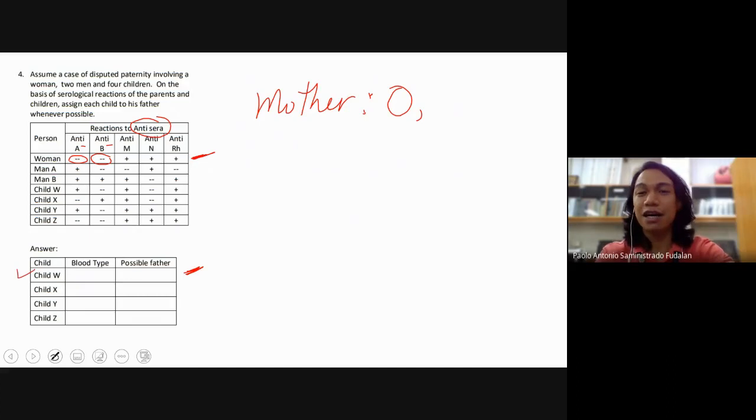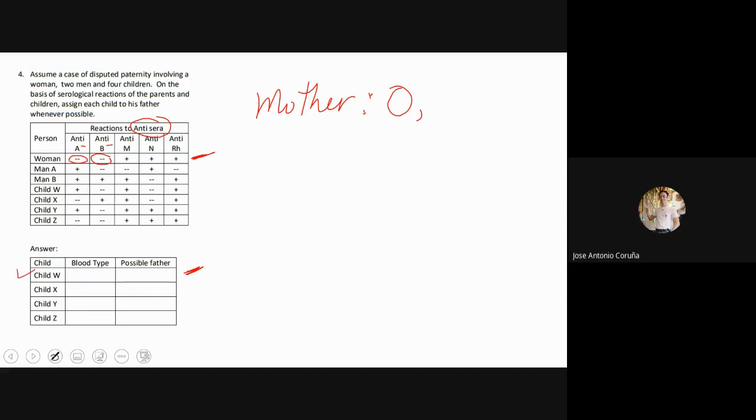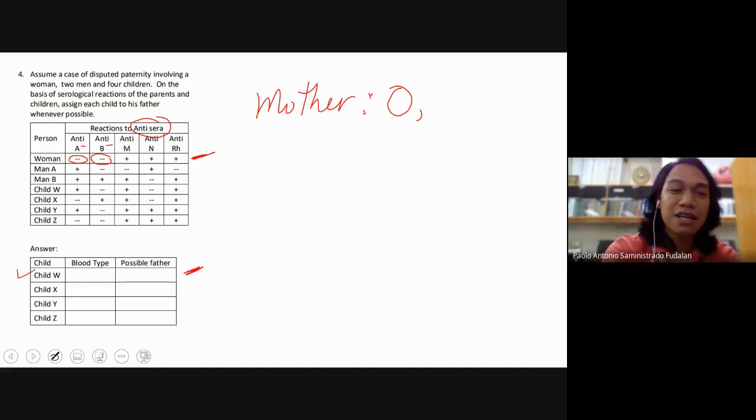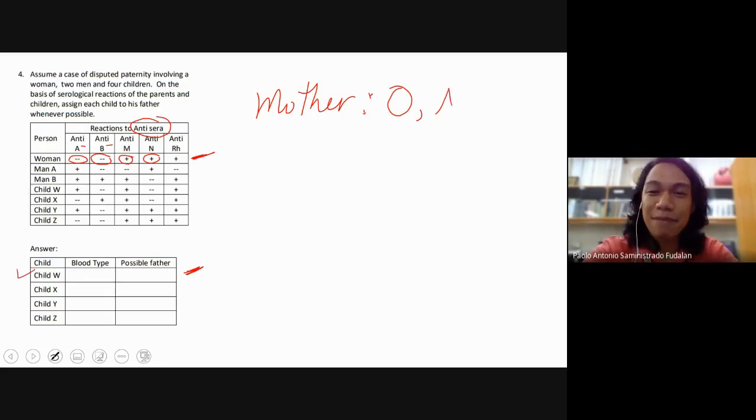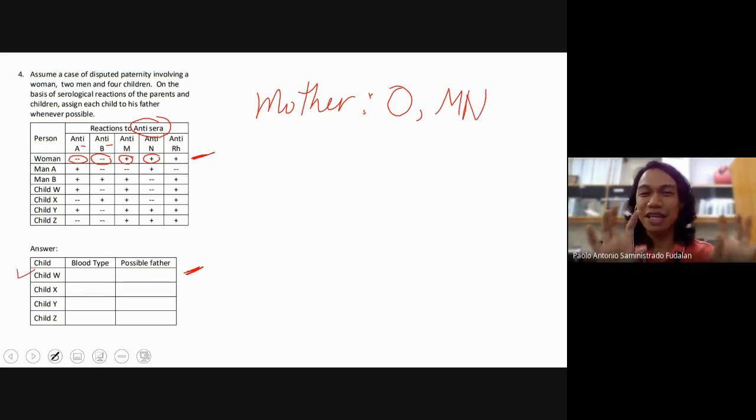M and N are codominant. MN, sir. Okay, so you notice here, the mother's blood reacts to anti-M, meaning she has an M antigen, and her blood reacts to anti-N, meaning she also has the N antigen. So she is type O and MN, because these are different systems of blood types. And of course, look at her Rh reaction.